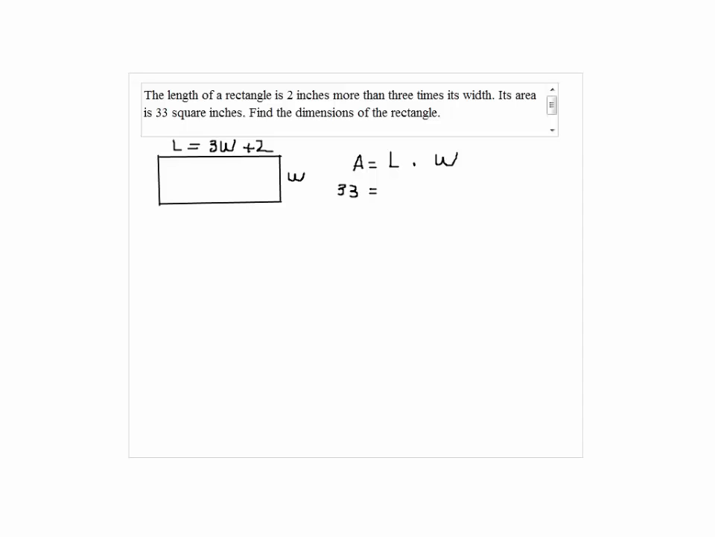So we have the width would be equal to W. The length would be 3W plus 2. But it says the length is 2 inches more than 3 times the width. 2 more than 3 times the width. Now the area is given to us as 33. So the area is equal to length times width. Area is 33.